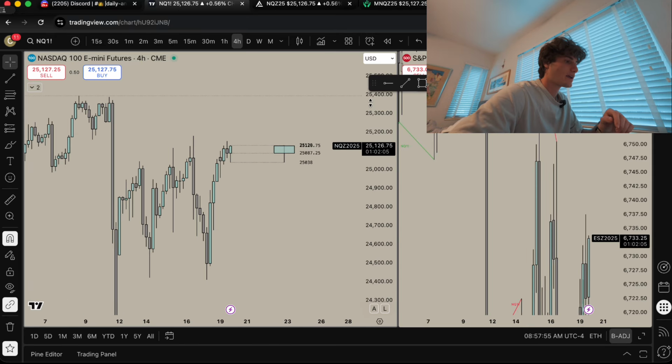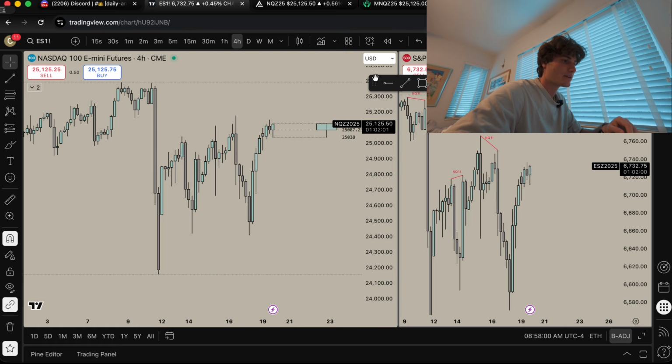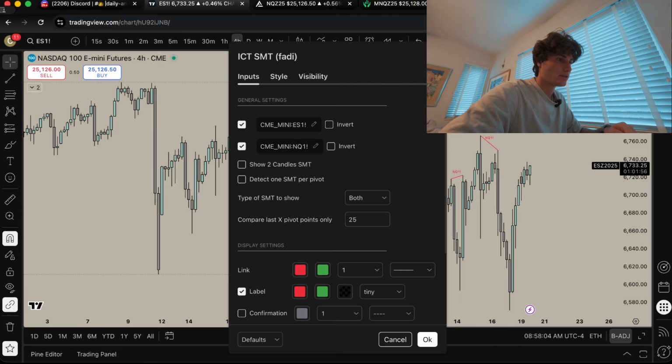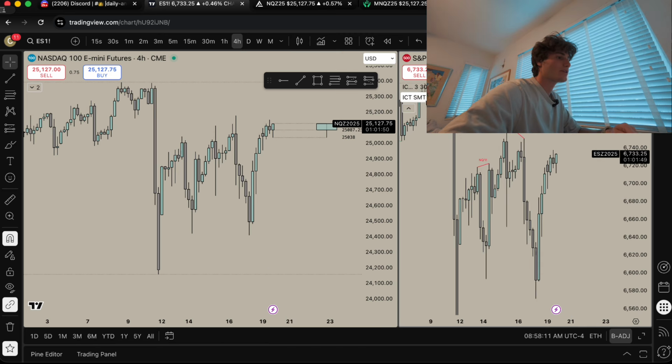Okay, so looking at the 4-hour time frame. I have this sick SMT indicator for ES. If you guys want it, here it is. ICT SMT by Foddy just shows me the SMT only on ES's chart. It's kind of distracting, so I only put it there.